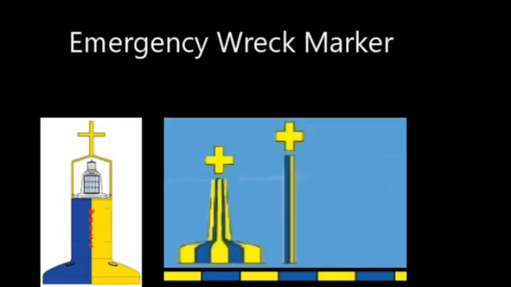You won't find it on the chart, because once they've actually established where the wreck is or cleared the wreck, then they'll replace this with a normal cardinal buoy, or if the wreck has been removed and it's no danger to navigation, then there'll be no need for any kind of marker buoy at all. So that's the emergency wreck marker buoy. It's just a temporary buoy that's there until they sort out the wreck.